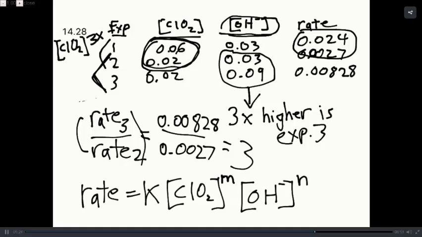So here's what we knew going in. The point of this problem was to find M and N, so I'm going to go ahead and put in the numbers that we found. And that would be your rate law equation for this reaction.